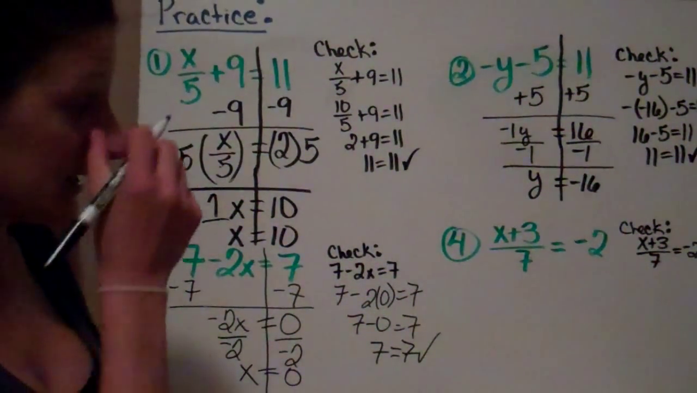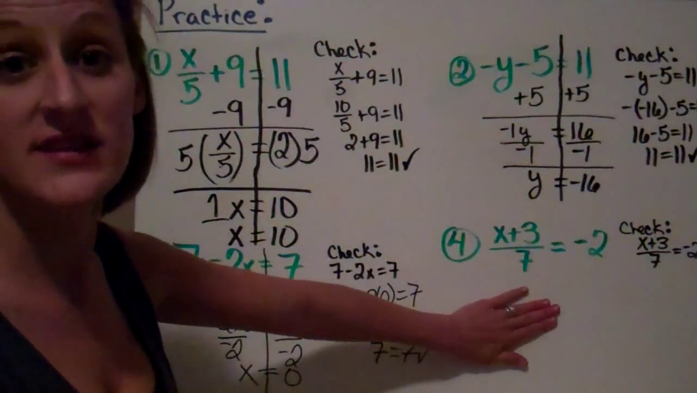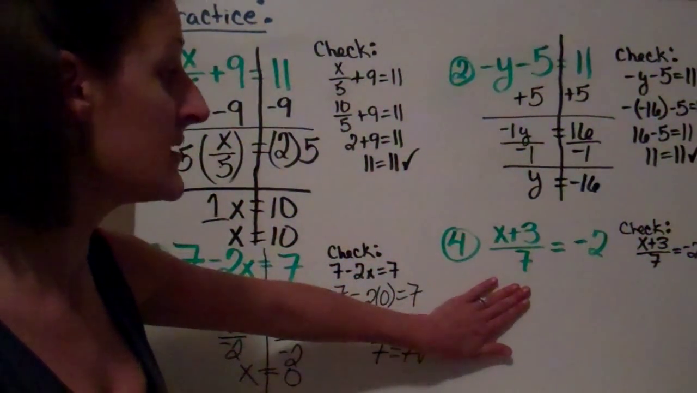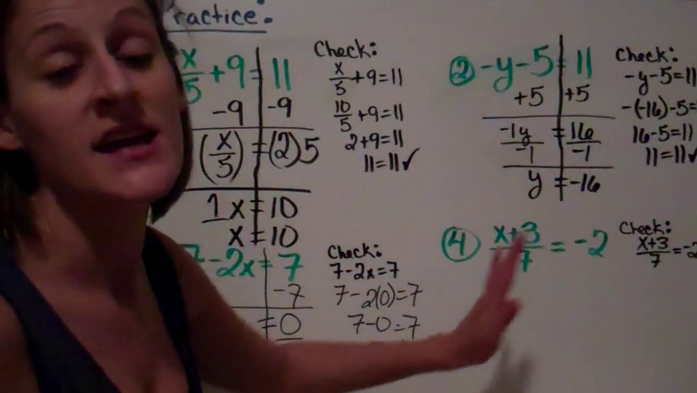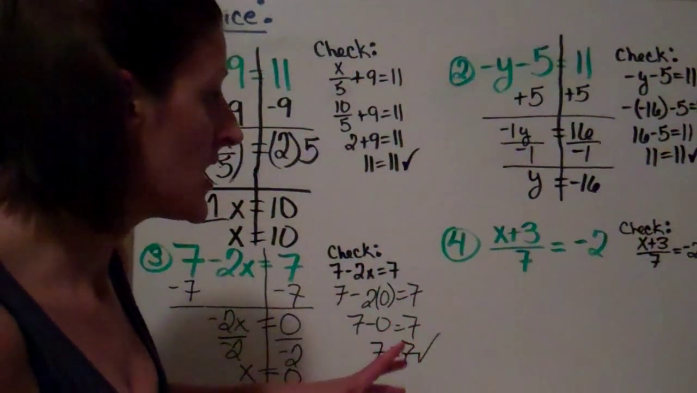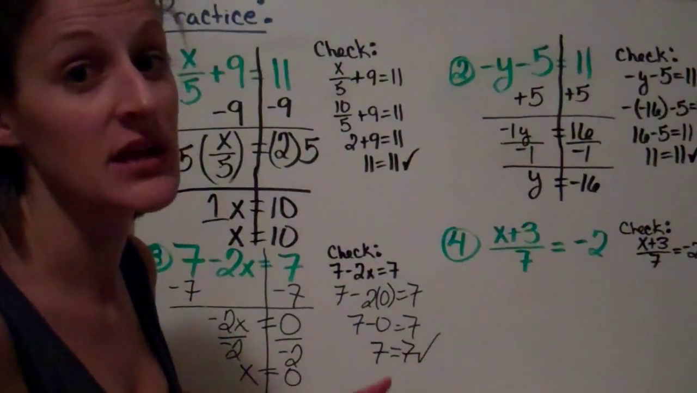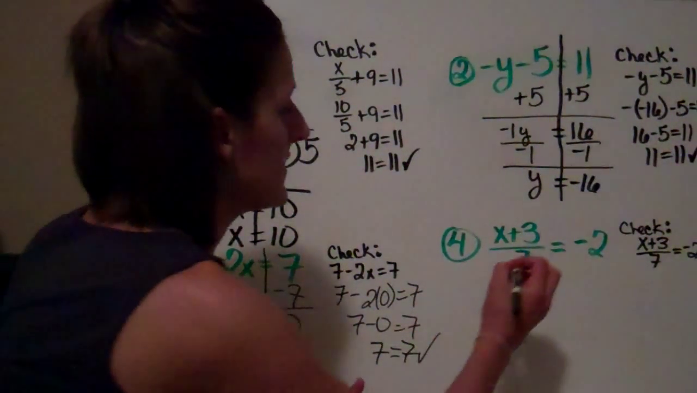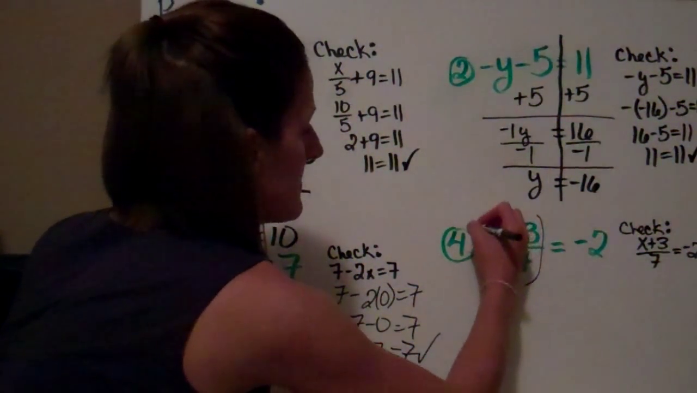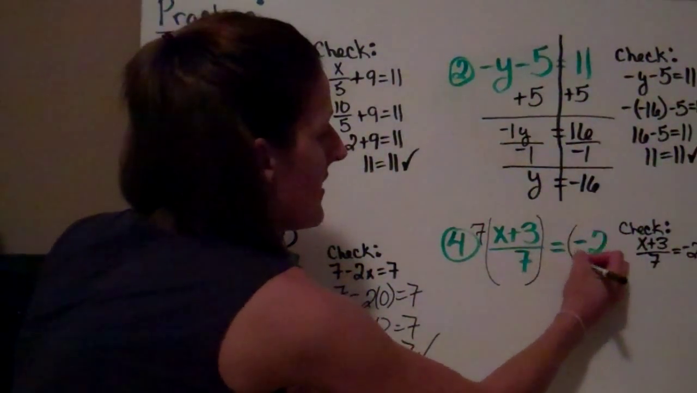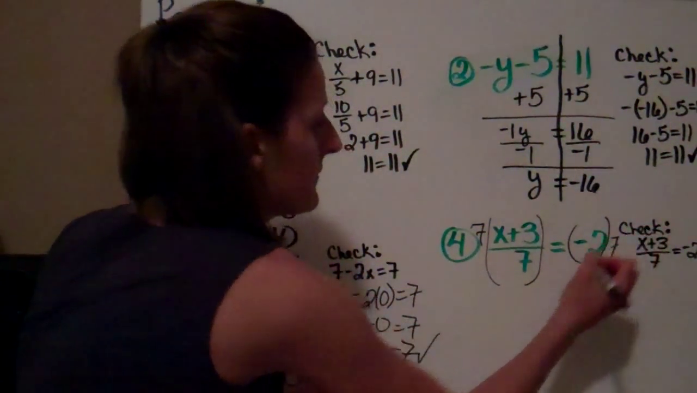My answer is correct. Over here, remember this one? X plus 3 divided by 7 equals negative 2 is my exception to my rules. Instead of minusing 3 first, I need to multiply both sides by 7. So this side is going to be multiplied by 7. And this negative 2 is going to be multiplied by 7.